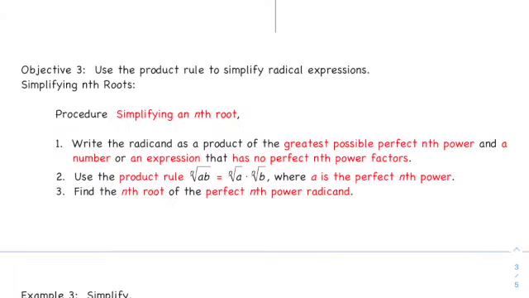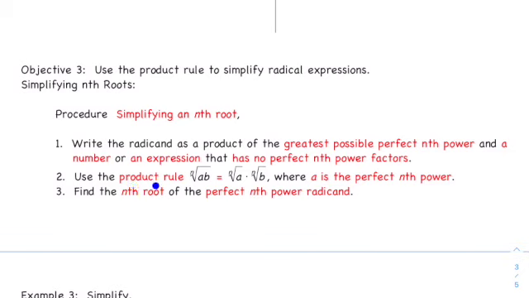Objective 3 is use the product rule to simplify radical expressions, simplify nth roots. Procedure: 1, simplify the nth root. Write the radicand as a product of the greatest possible perfect nth power and a number or an expression that has no perfect nth power in the factors. I will go through the problems with you because it sounds very confusing.